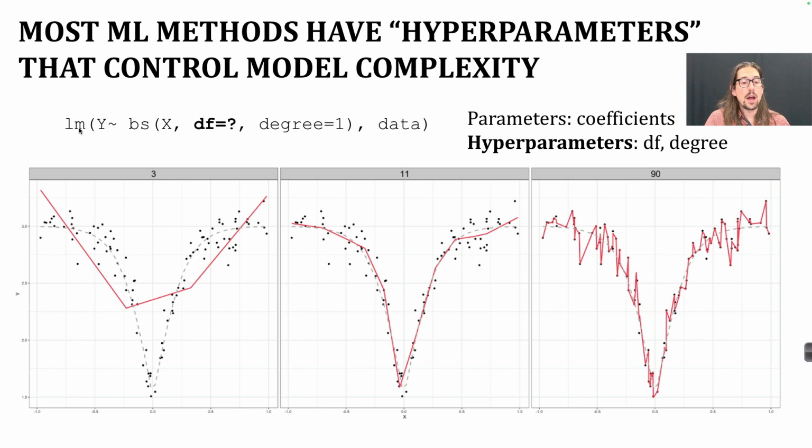Now, what is LM not doing? LM is not figuring out what the value of df is. You're giving it df. So hyperparameters are anything that the user is providing, and the parameters are anything that the machine learning algorithm is fitting.